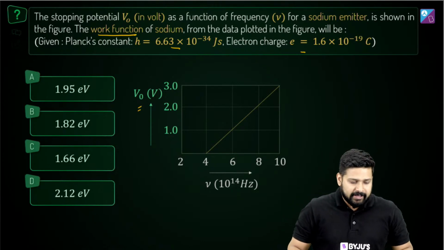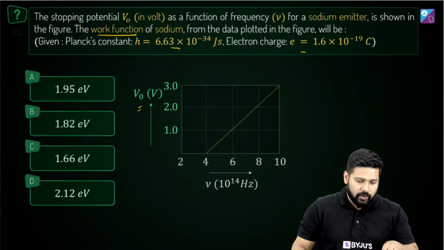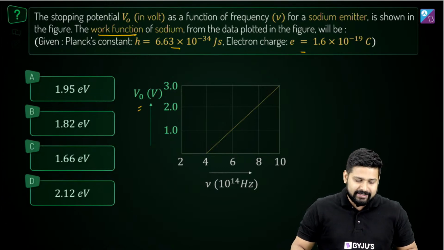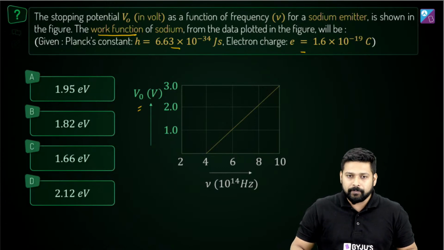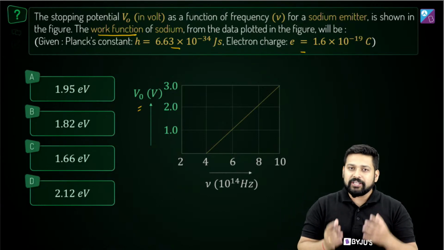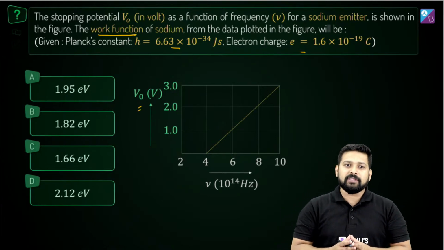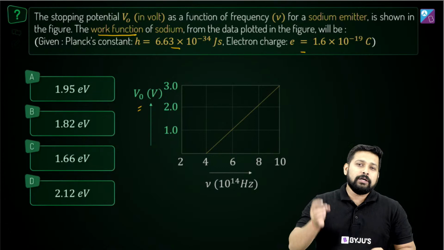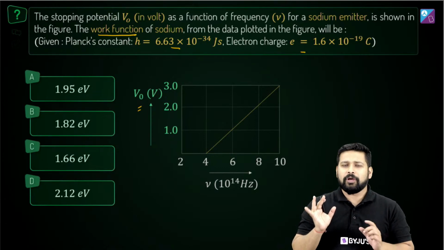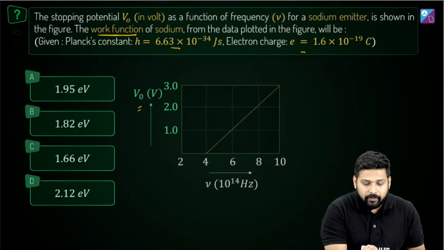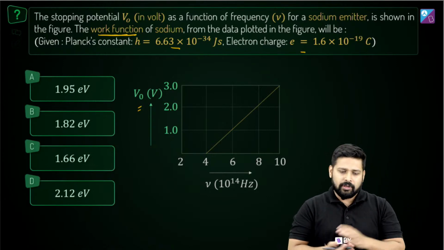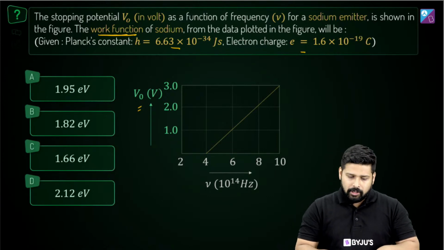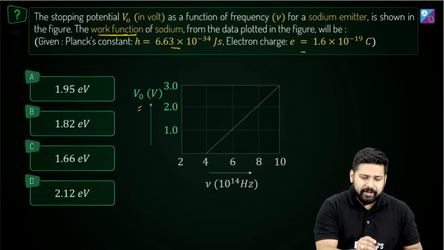You have got four options. Option A says 1.95. Option B says 1.82. Option C says 1.66, and option D says 2.12. Now for all these previous year's questions of your main exam, how do you attempt it? You need to understand the information that is given in the problem and identify the target. Our target here is the work function. The information is the graph given to us. From this information, we have to find the work function.